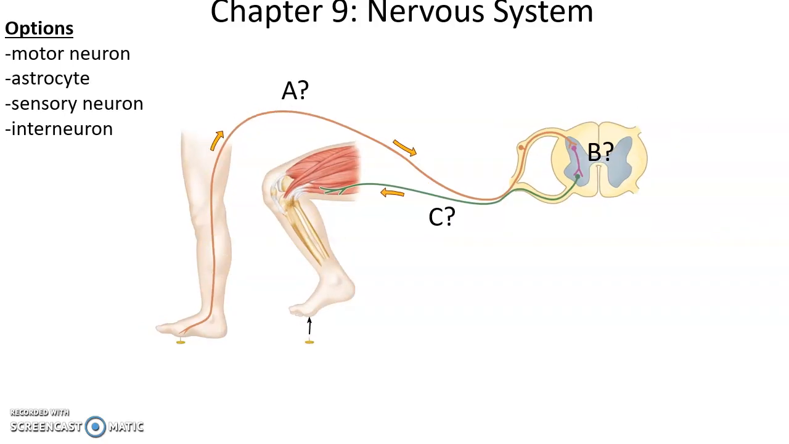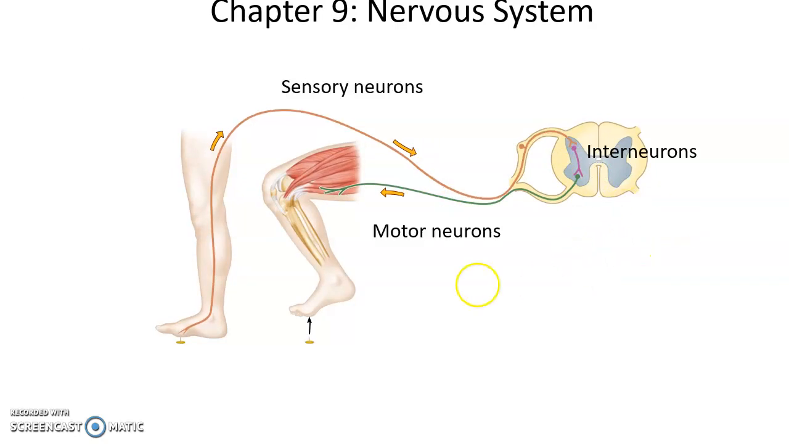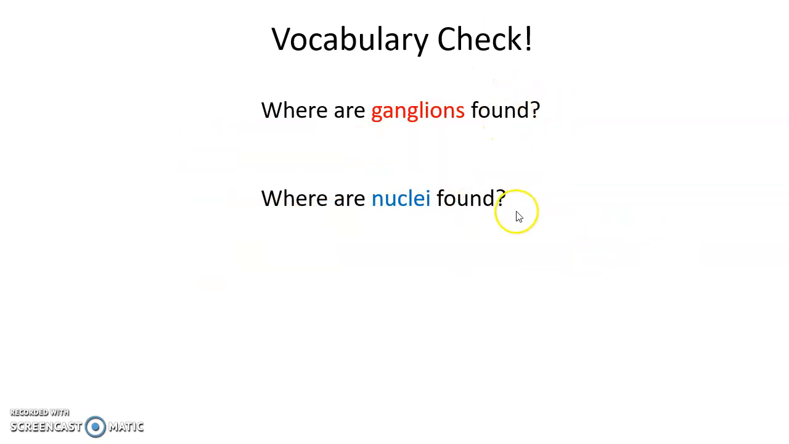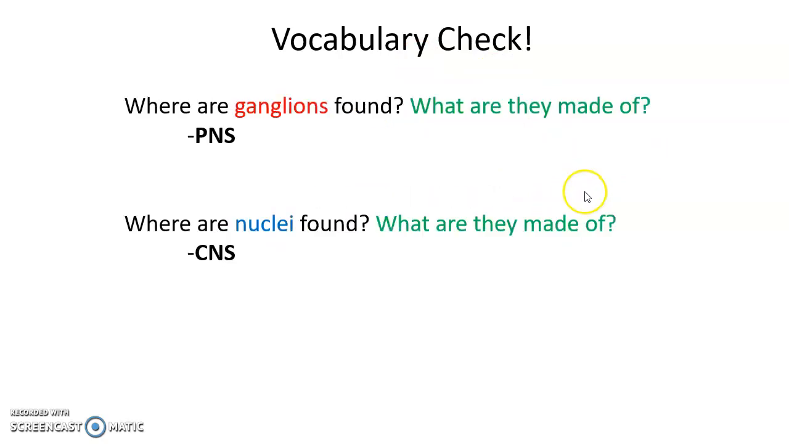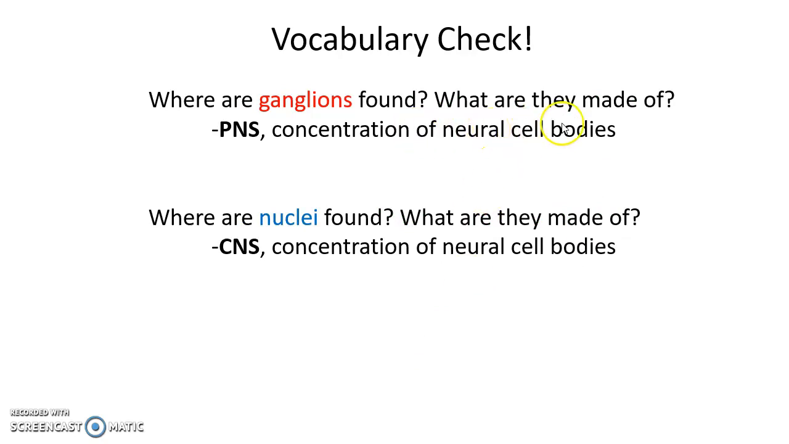All right, so hopefully you remember what these three different kinds of structures are called. Boom, I hope you got it right. All right, where are ganglions found? Where are nuclei found? Boom, I hope you remembered. Ganglions are in the peripheral nervous system, nuclei in the central nervous system. And what are they made of? What composes these structures? It is neural cell bodies. So ganglions in the peripheral nervous system, high concentration of neural cell bodies. Nuclei or nucleus in the central nervous system, high concentration of neural cell bodies.